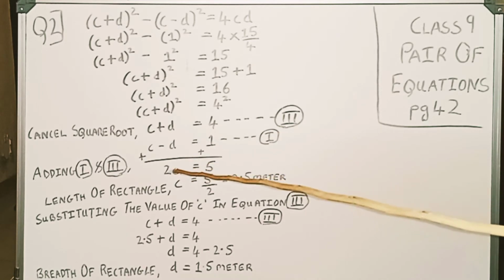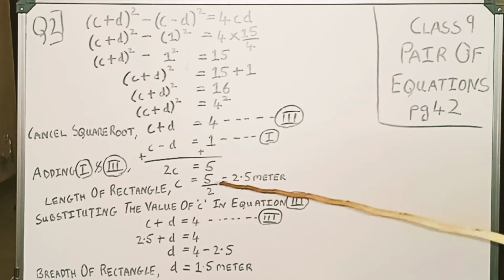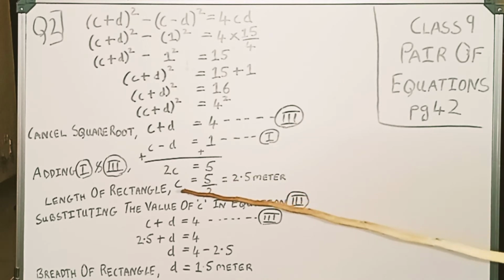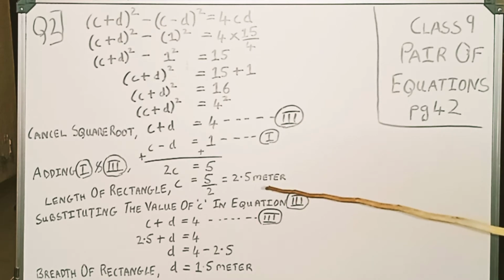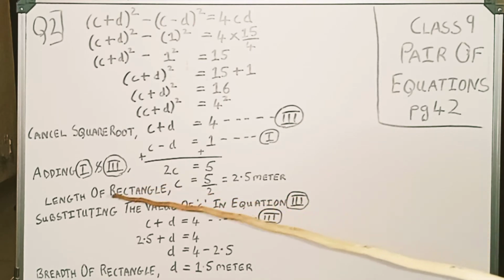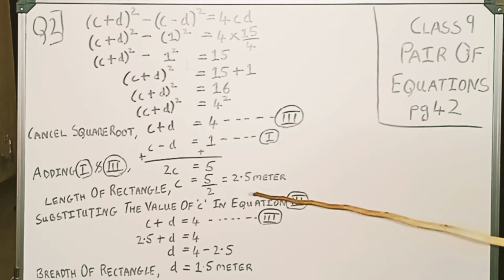This multiplication 2 into C, when it goes to the opposite side it will get divided. Okay, C is equal to 5 by 2. If you divide you get the answer 2.5 meter. So you've got C, the length of the rectangle, as 2.5 meter.